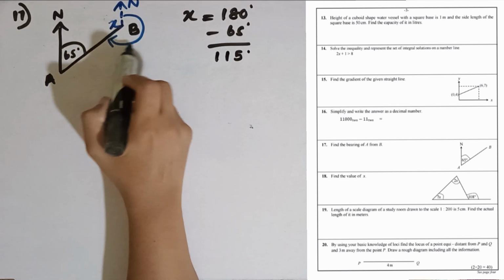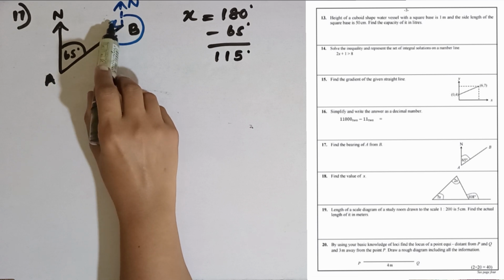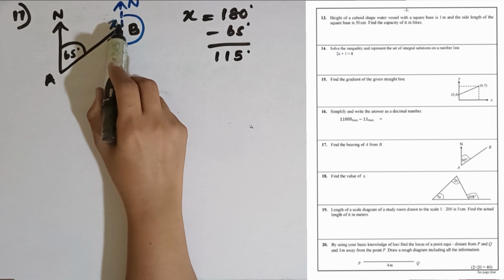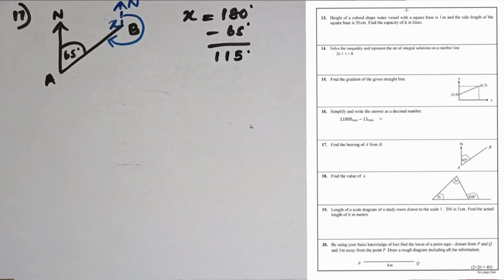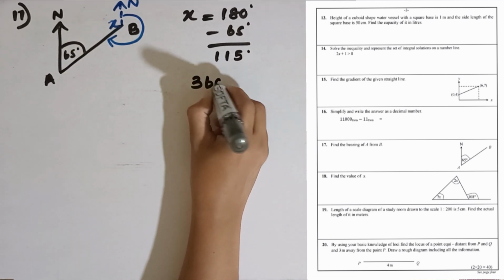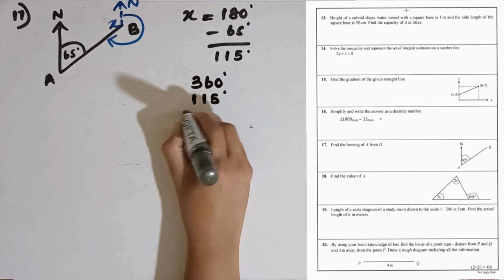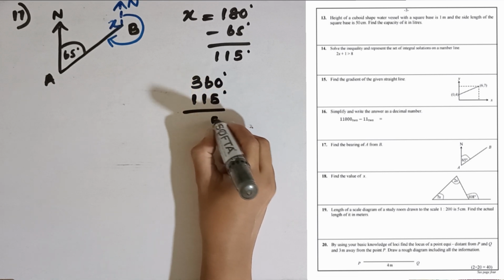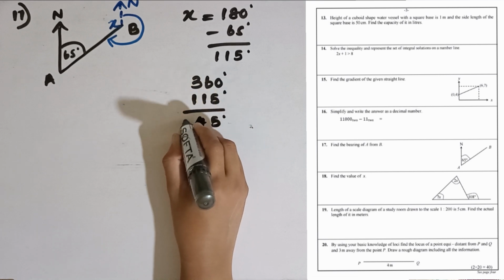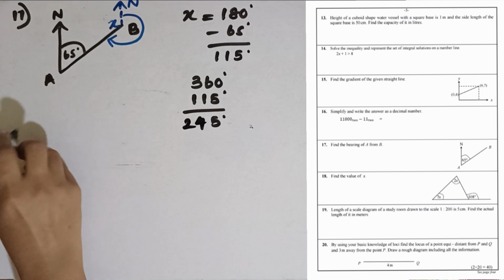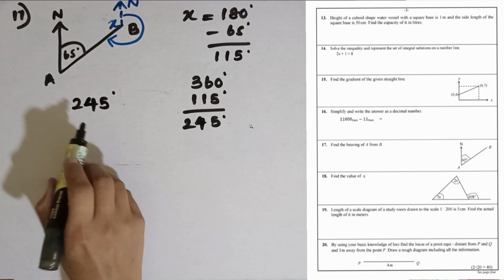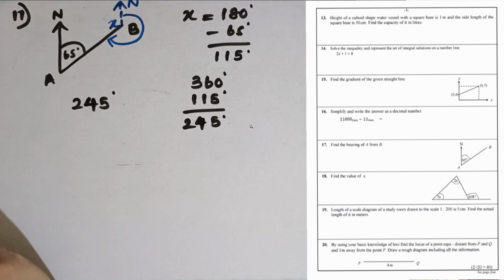Now to find this angle, we have to subtract 115 degrees from 360, as the sum of the angles around a point is 360. We can subtract 115 from this. 10 minus 5 is 5. Then here 5, 5 minus 1, 4. 3 minus 1 is 2. So the bearing can be written as 245 degrees, as the bearing should be given with 3 digits.